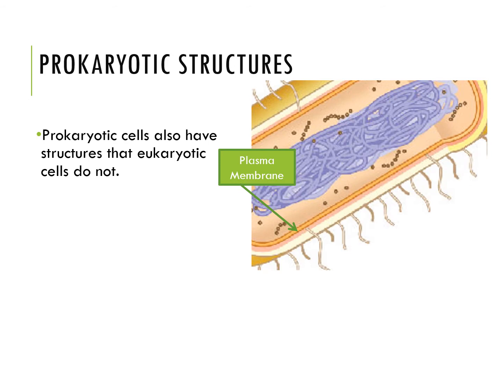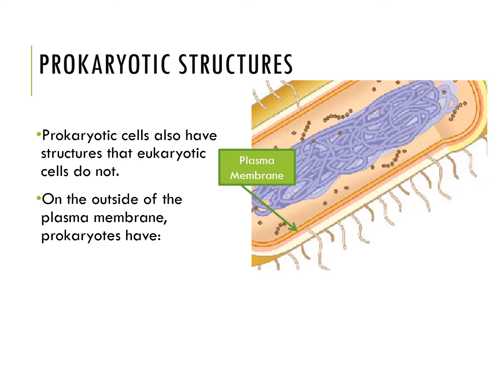And then there is the cytoplasm. So prokaryote cells have structures that eukaryotes don't. On the outside of the plasma membrane, prokaryotes have a cell wall. Plant cells and fungi have cell walls. Animal cells do not. Most prokaryotes do have a cell wall, which is just a very rigid structure outside of the plasma membrane to give it a little bit more structure.